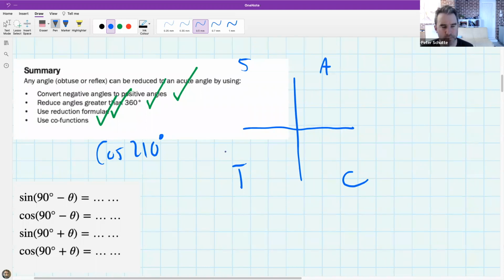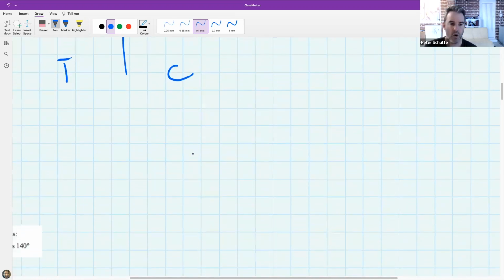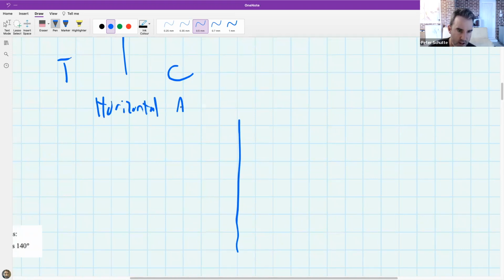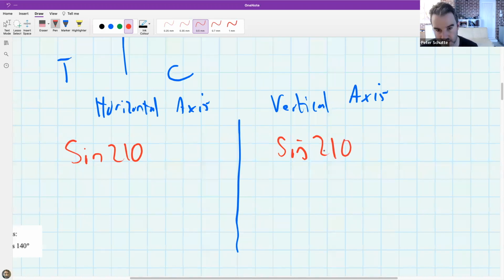So I just want to do a little bit of a review of how this works, because we've done 2 lessons already, but I know this can get tricky. So I'm going to divide it up into 2 parts. On the left-hand side, we are going to use the horizontal axis to help us reduce. And on the right-hand side, we are going to use the vertical axis. An example of what I could do is say to you, reduce the sine of 210 using the horizontal axis or using the vertical axis.